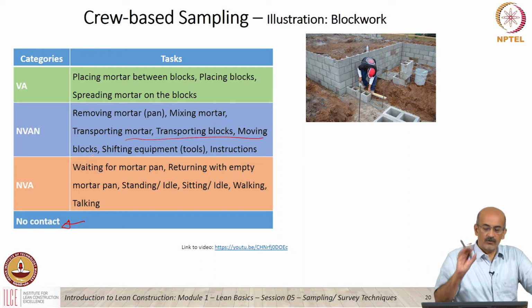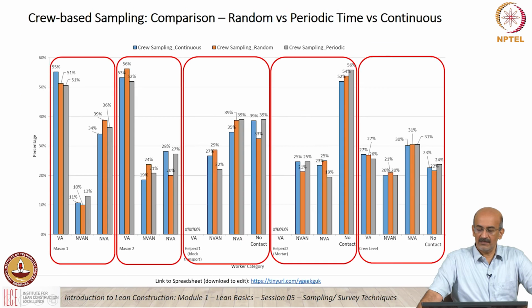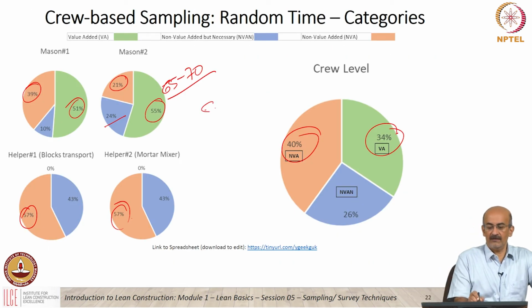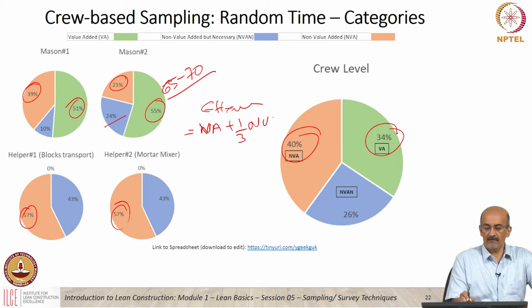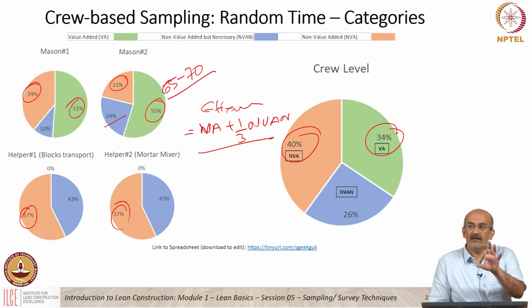Yes, sir. No, so okay, I'll expand on what I think you are saying. I can actually look at something called effectiveness, which is equal to value added plus 1/3 non-value added but necessary. There is a formula like this, which says, look, I agree there should be non-value added but necessary, but I am giving it less weightage.